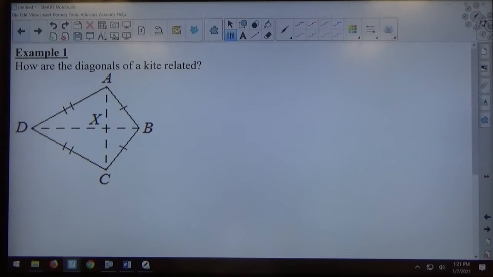Example 1: how are the diagonals of a kite related? So first off, a kite is, as far as I know, a quadrilateral. This book may be invented, I don't know. When I was in high school, kite was not one of the quadrilateral types, but it does have some properties associated with it, so it's useful, I guess.